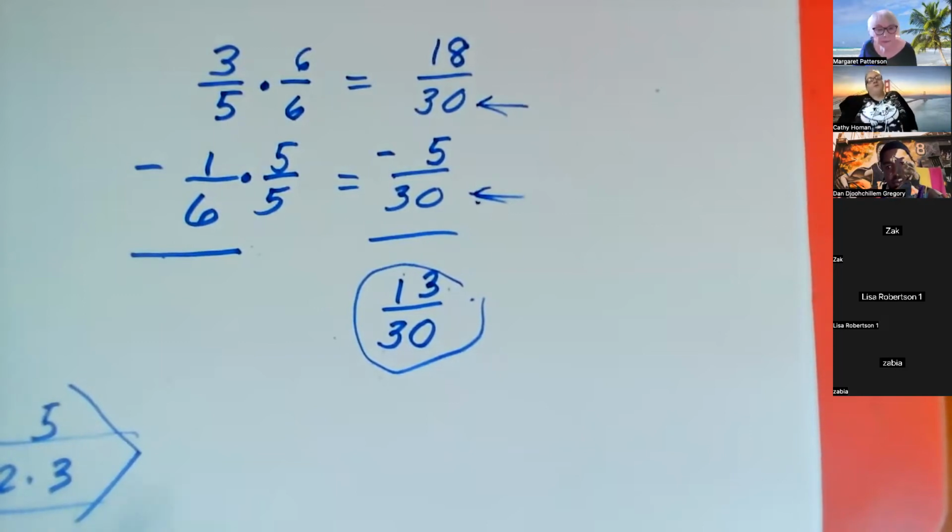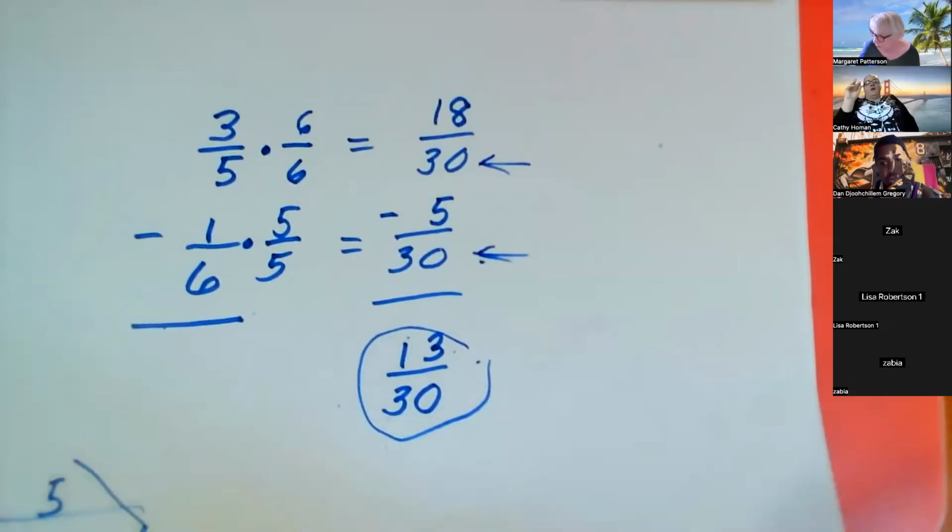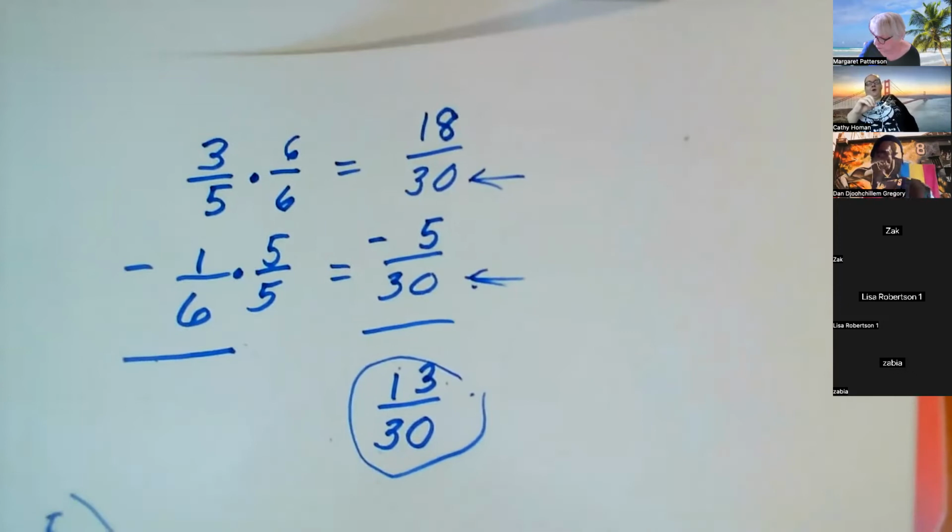Okay, what happens if you're adding and the denominators are prime? You multiply. What if you're subtracting and the numbers are prime? Same thing. You still multiply. Yes, okay, because add and subtract are the same. They're working with the same rules. You just add the numbers or you subtract the numbers.